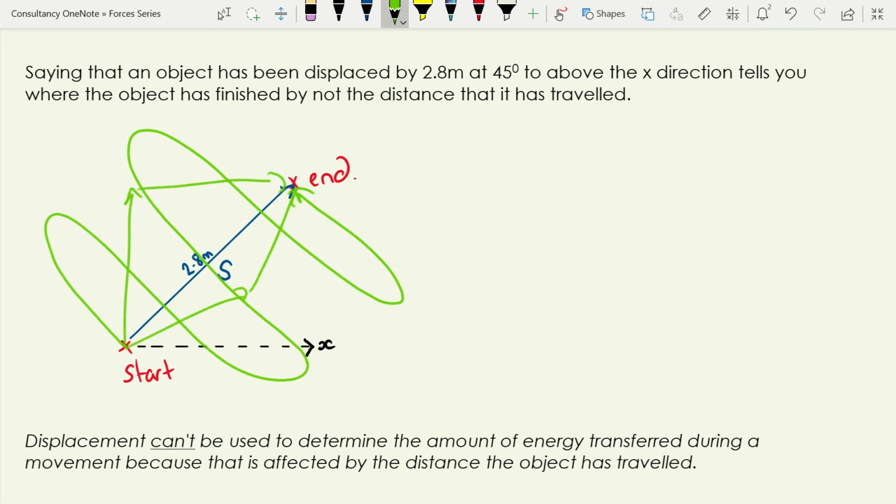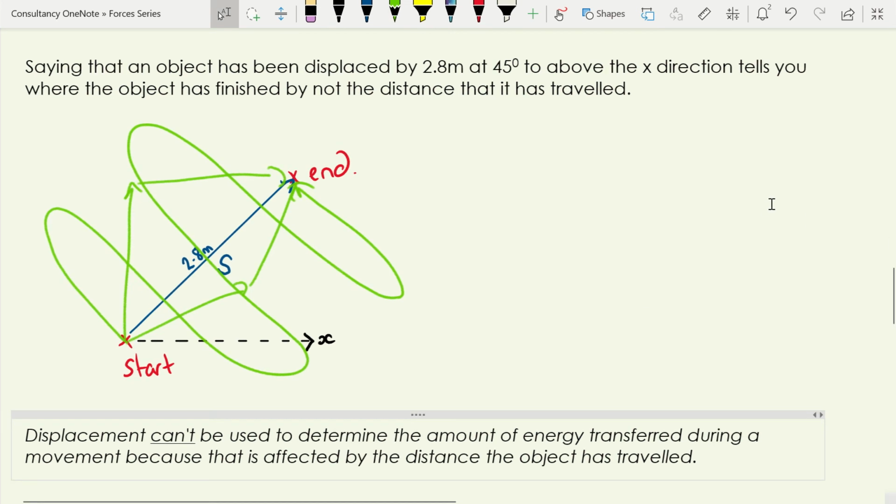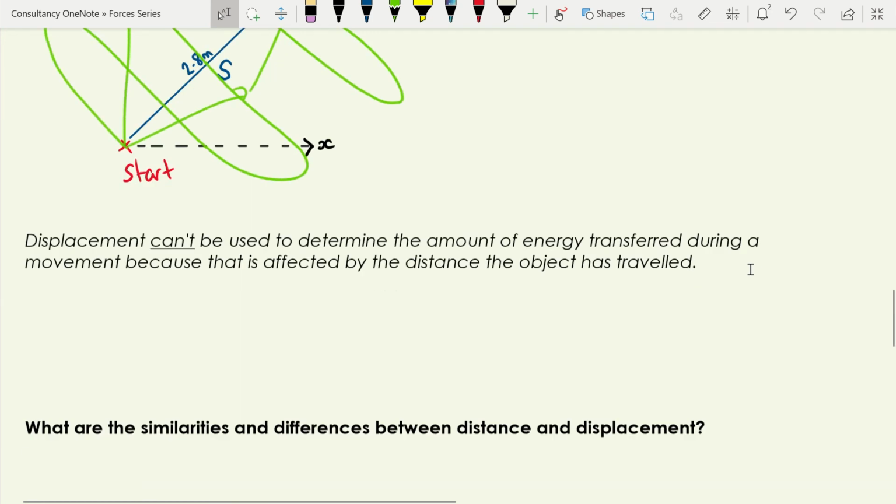And this has a problem if we want to work out how much work we have to do to travel this distance if we're dealing with friction and air resistance, because for that we would need to know the distance the object has traveled, not just the distance between the start and the end. So displacement also has its limitations in terms of its usefulness, but it can be very useful to us.